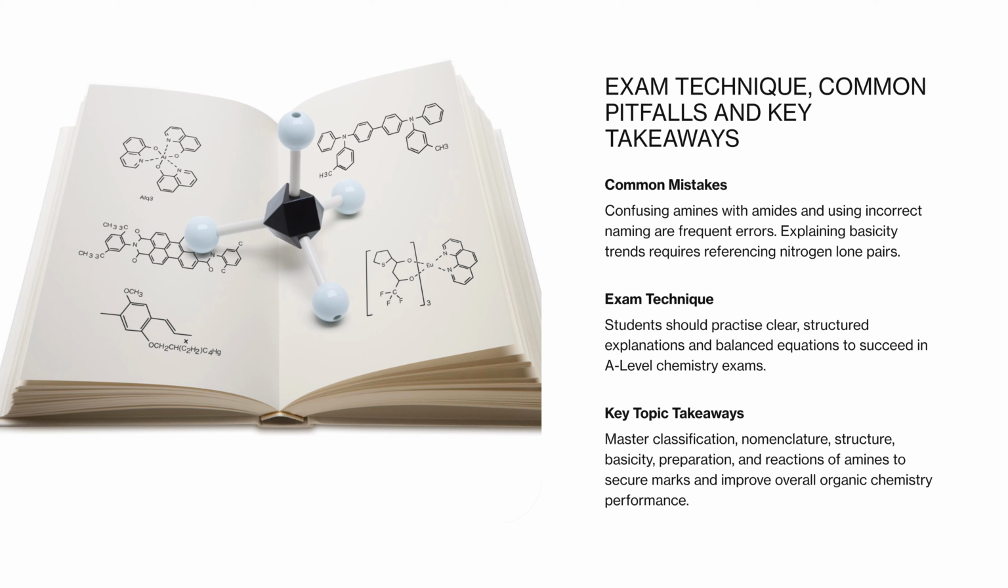To summarize, amines are nitrogen-containing organic compounds with a lone pair of electrons. This lone pair makes them basic and allows them to take part in many reactions. Understanding their structure and reactions is essential for A-level chemistry.